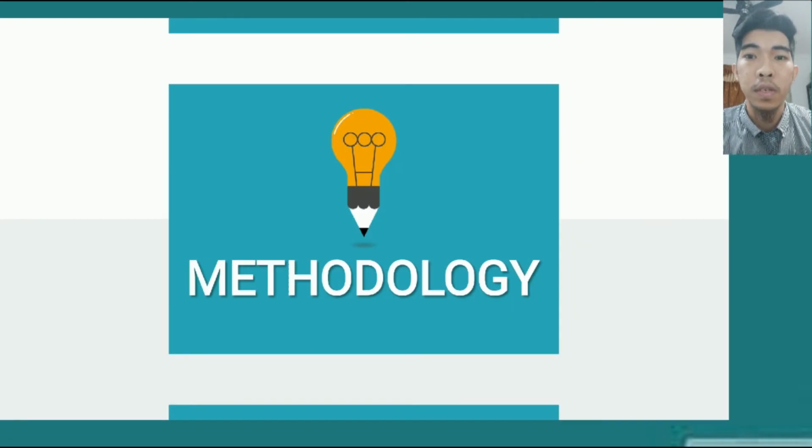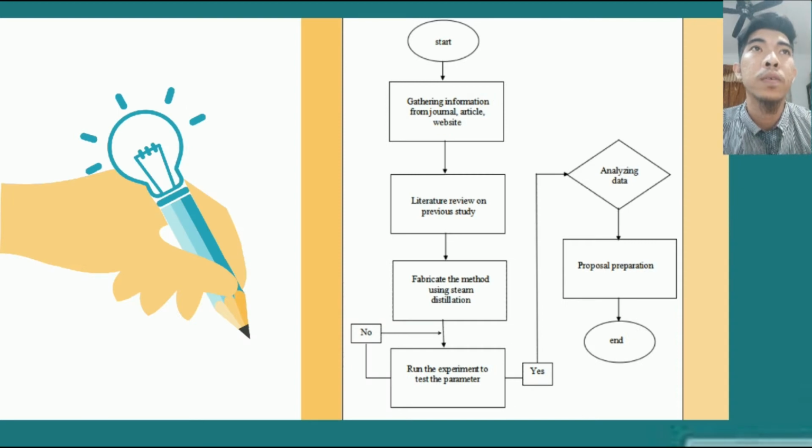Okay, next we go to the methodology. First, to start the project, I gathered information from journal article websites, and I also did a literature review on previous studies, and then I studied the site. I designed the project. I designed the device and fabricated the device for the method using steam distillation, and then ran the experiment to test the parameters.